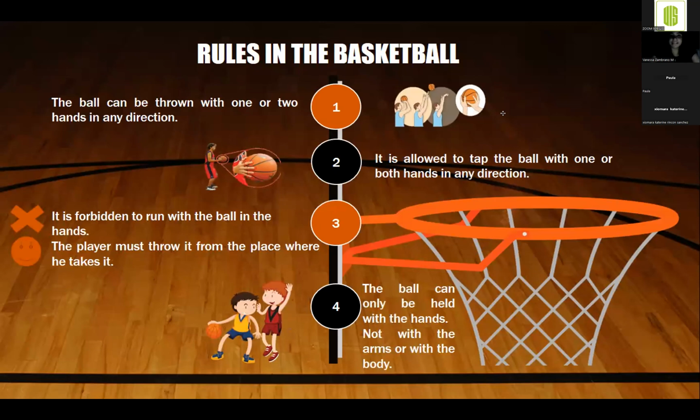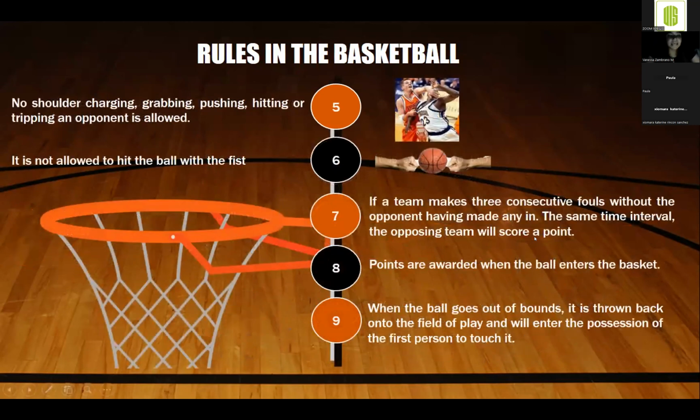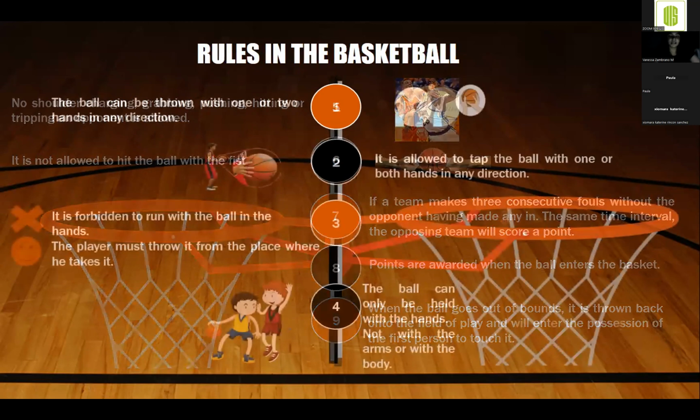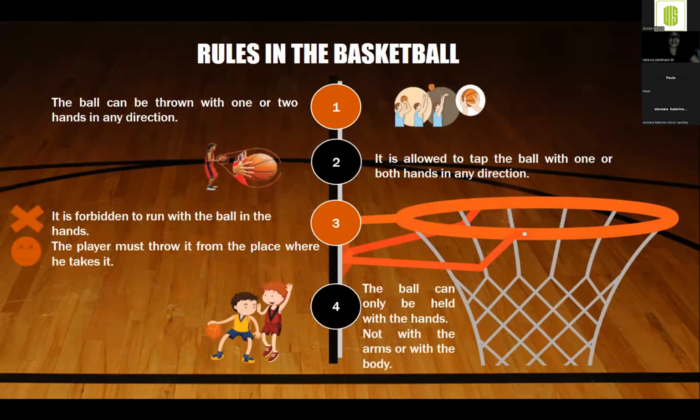The rules of basketball are as follows. One, the ball can be thrown with one or two hands in any direction. Two, it is allowed to tap the ball with one or both hands in any direction. Three, it is forbidden to run with the ball in the hands. The player must throw it from the place where he takes it. Four, the ball can only be held with the hands and not with the arms or with the body.